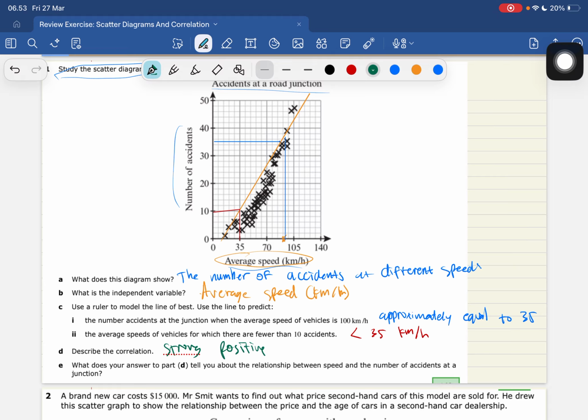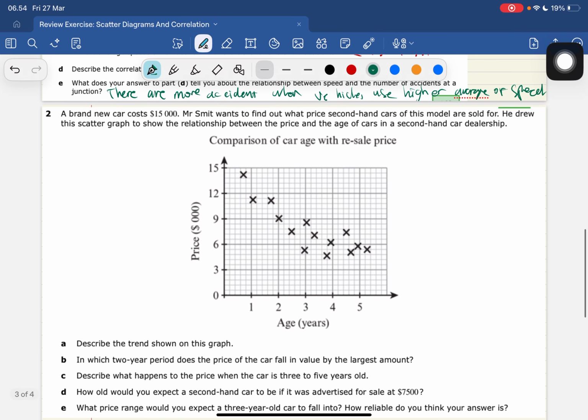What does your answer to part D tell you about the relationship? Let me write: there are more accidents when vehicles use a higher average speed.